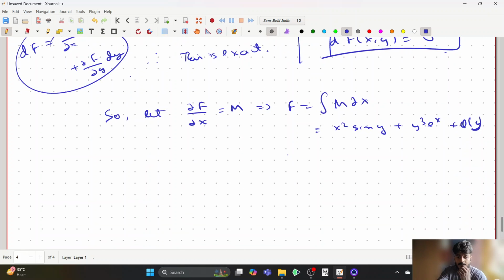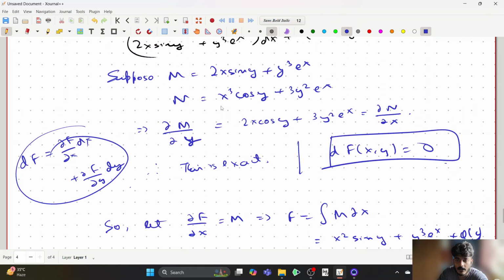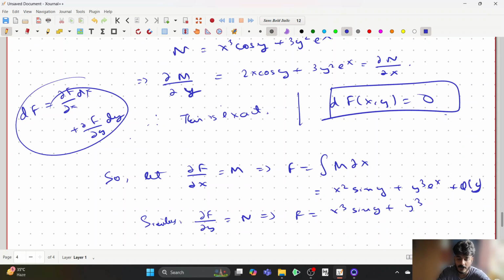And similarly, del f by del y equal to n implies that f is of the form. So let me again go back and check how n looks. So n was 3y square e to the power x, right? Fine. So what do we get from here? Yeah, so x square sine y, and here also I have y cube e to the power x plus psi of x. Here I need a function purely of x, right?